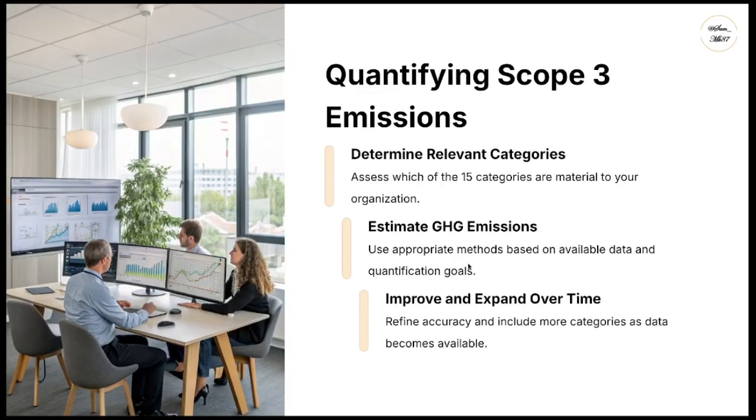Quantifying scope 3 emissions can feel overwhelming, but it becomes much more manageable when you break it down into clear steps. Firstly, you need to determine which of these 15 scope 3 categories are relevant to the organization. Not every category applies, so you need to focus on those that are most material in terms of emissions or business impact, like purchased goods, transportation, or product use. Next, you need to estimate GHG emissions using the best available data. This could range from supplier-specific data to industry averages or economic input-output models, depending on what's accessible and also to meet the reporting goals. The key here is to choose methods that balance accuracy with practicality.